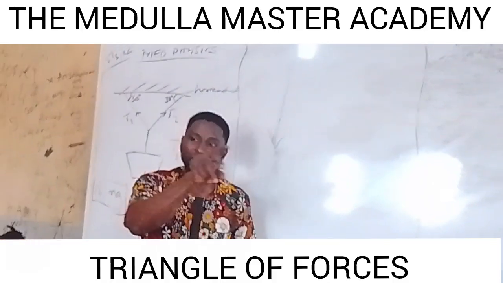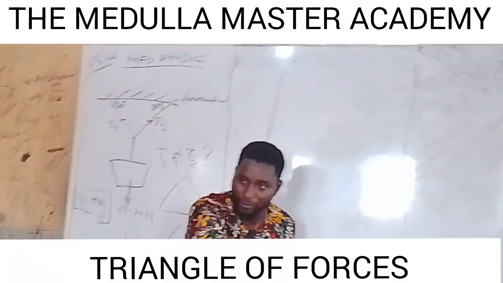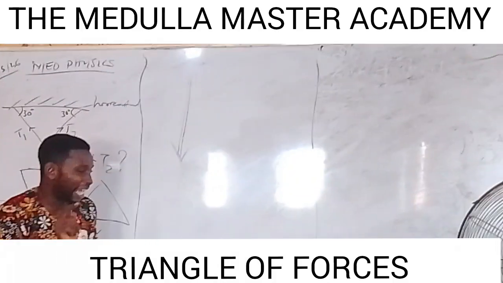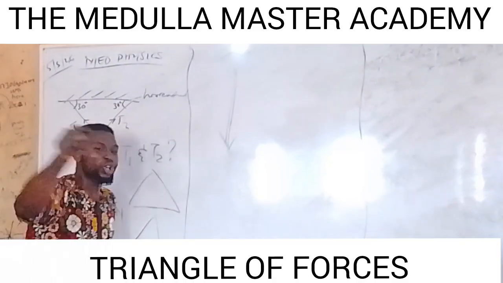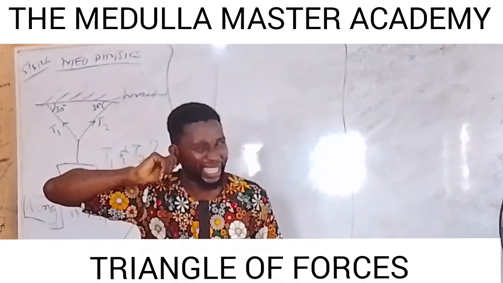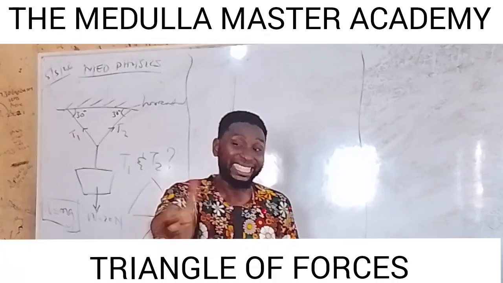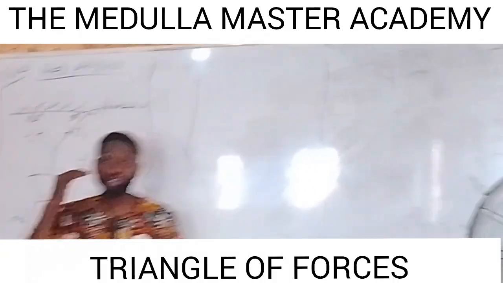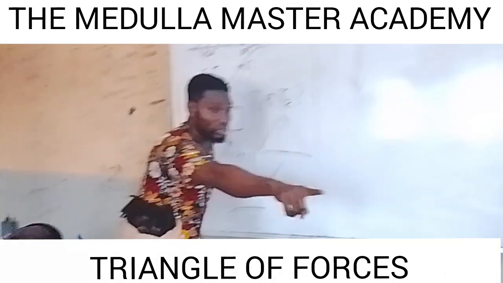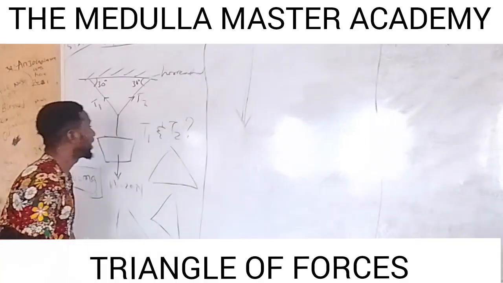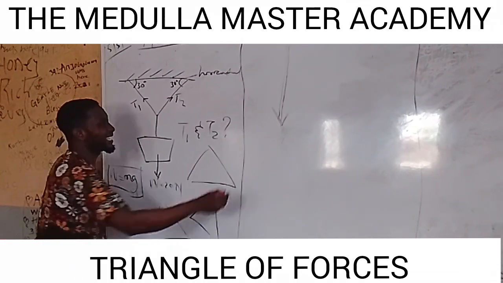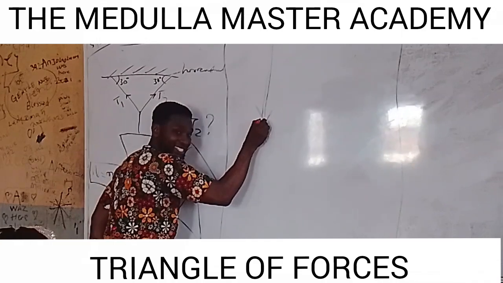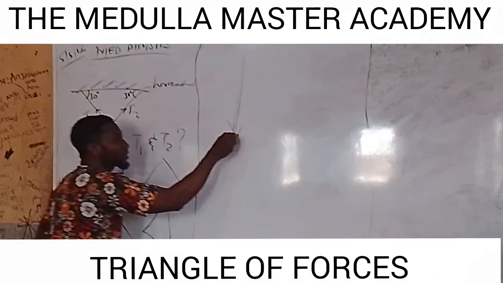Draw the second line to represent what? The second force in the given direction. Please, don't just draw any line indiscriminately, don't draw it carelessly, such that the second side begins where the first one ends. This is where this one ends, so the second one will now start from here.